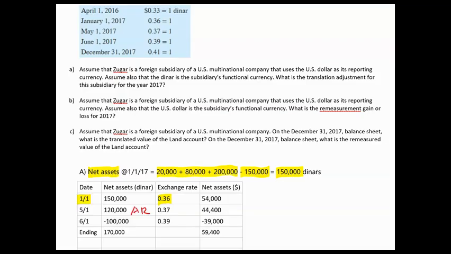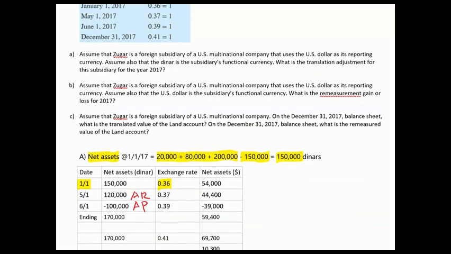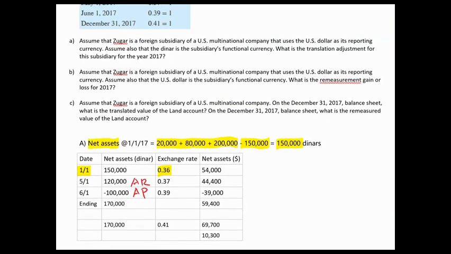And then on June 1st, Ruger incurred 100,000 operating expense. The journal entry could be debit expense and credit either cash or accounts payable. Either of them is going to decrease our net assets, assuming this is accounts payable, by 100,000 dinars, and translating that to US dollars equals 39,000 US dollars, based on the June 1st exchange rate of 0.39. Okay, so we only have two transactions.